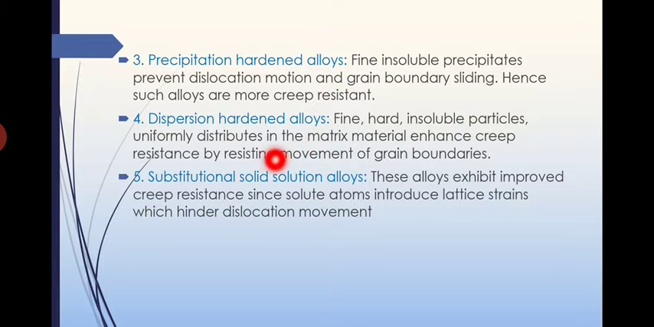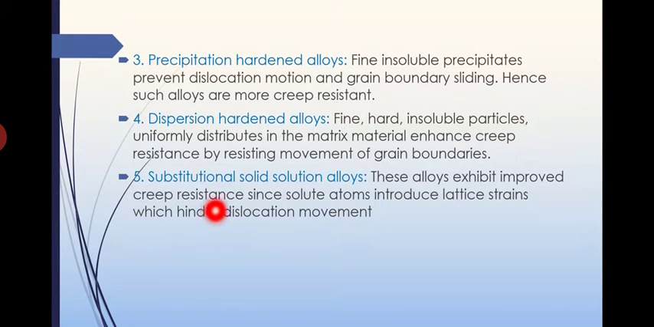This we have already seen. So fine hard insoluble particles uniformly distributed in the matrix material enhance creep resistance by resisting movement of the grain boundaries. See, here also, by dispersion hardening, a material with another atoms in the dispersed form will make them harder alloys. That means the motion of the dislocation is restricted, hence we can resist the creep.